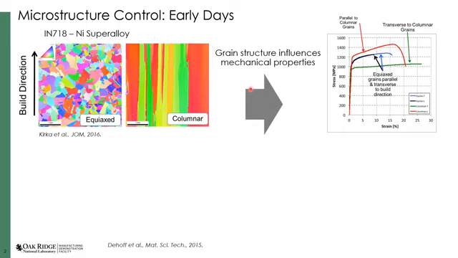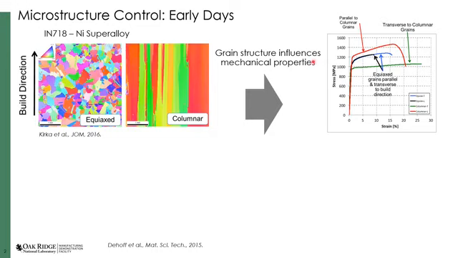So the reason that we're interested in controlling the microstructure is obviously because the properties of our materials are dependent upon the structure that's formed during manufacturing. So here I'm showing an example of Inconel 718, a nickel-based superalloy, and we've got two different microstructures here. One which is equiaxed with random distribution of grain orientations, and another one that's columnar with a strong preference for the 001 direction of our grains to be oriented along the build direction.